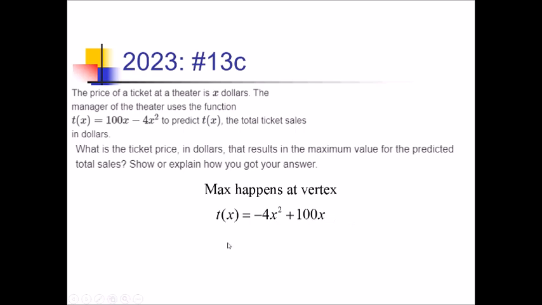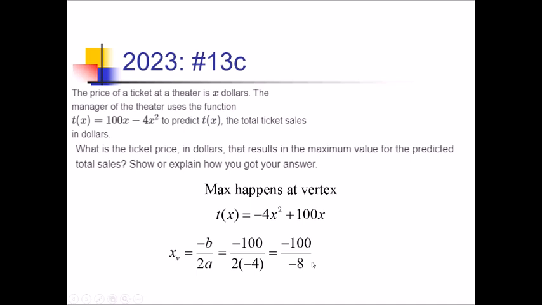So there's a formula for finding the x value of the vertex. I call it the vertex formula. The x value of the vertex equals negative b over 2a. So basically, you take negative the coefficient of x and divide it by 2 times the coefficient of x squared. And this always gives us the x value of the vertex. So this is going to be negative 100 over 2 times negative 4. So that's negative 100 over negative 8.